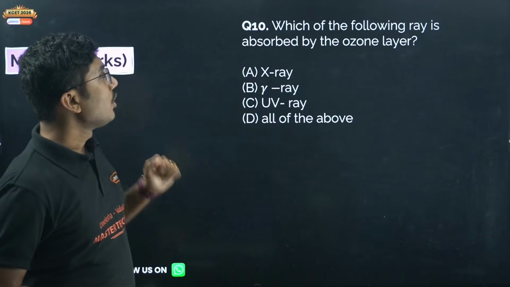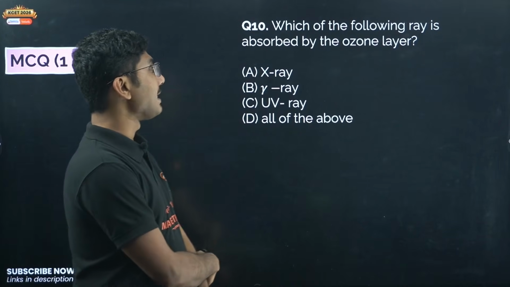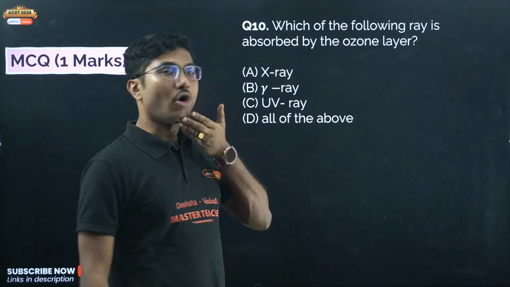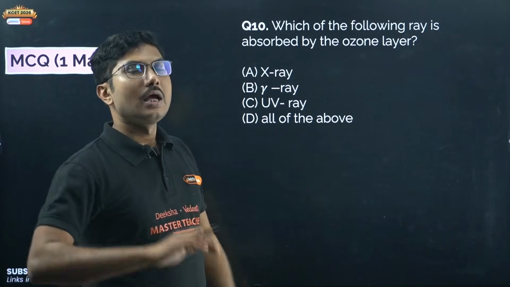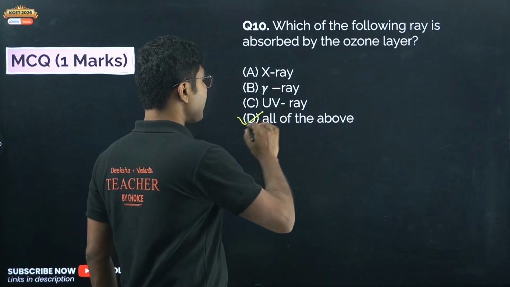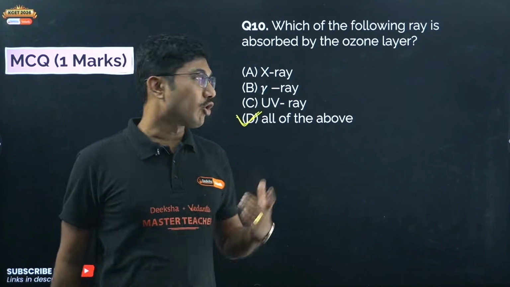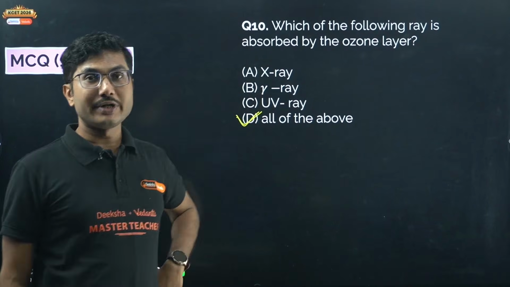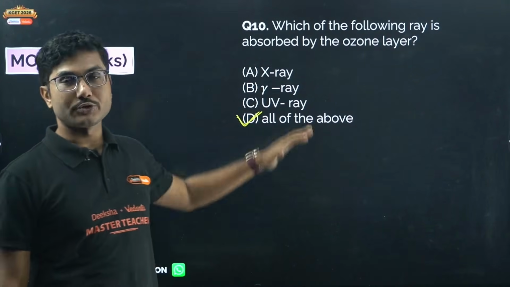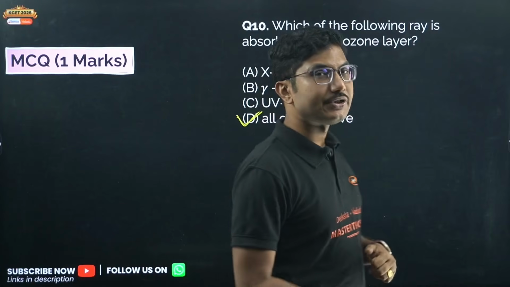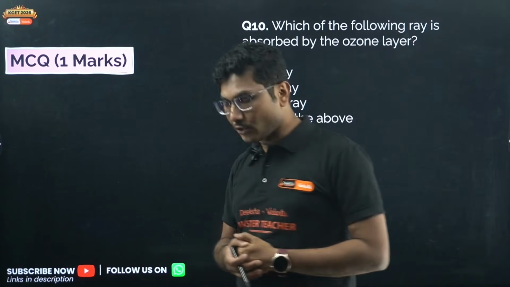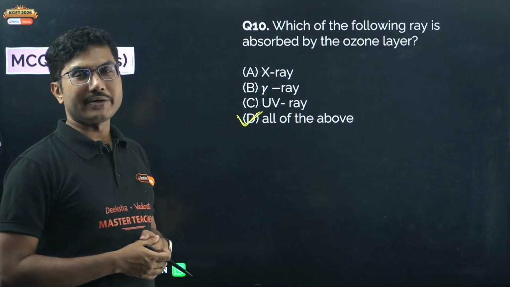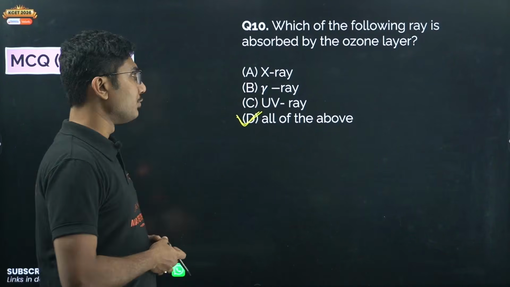Now next, which of the following rays is absorbed by the ozone layer? X-ray, gamma ray, UV ray. All rays are absorbed by the ozone layer. That's why it is very, very essential for our survival. So option D, all of the above, is the correct answer. It does not only absorb UV rays, it also absorbs X-rays and gamma rays. Any high frequency radiation is generally absorbed by the ozone layer. Even some part of the violet rays is also absorbed by our ozone layer.